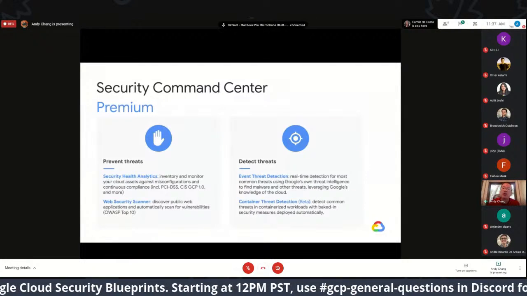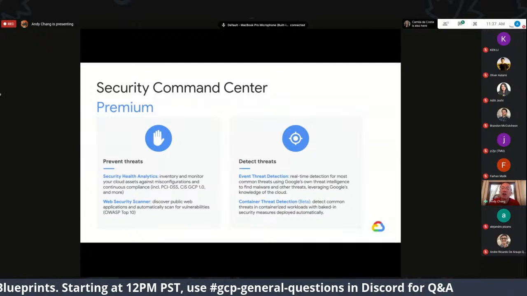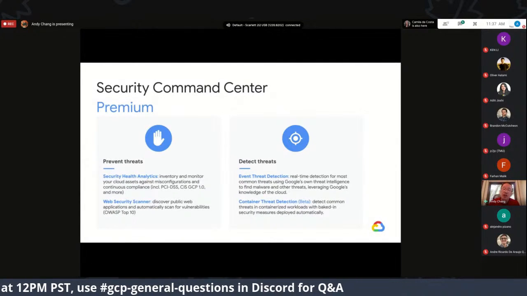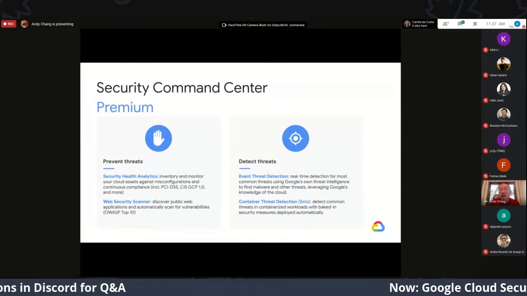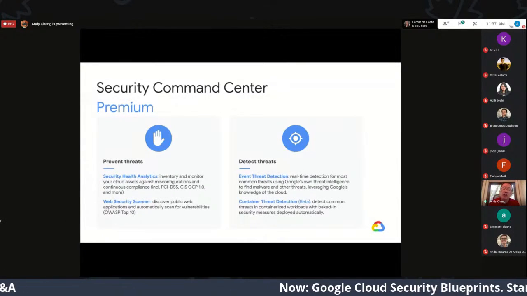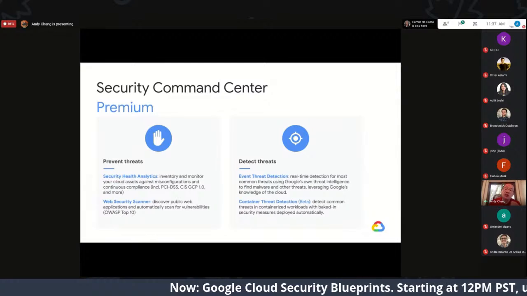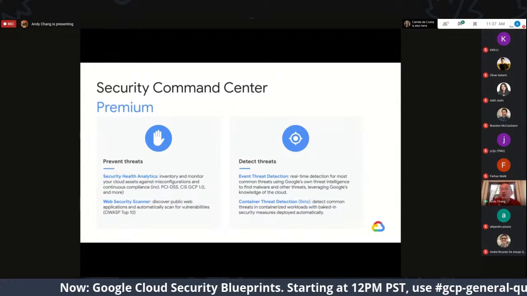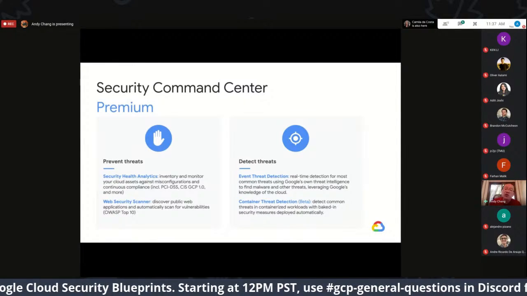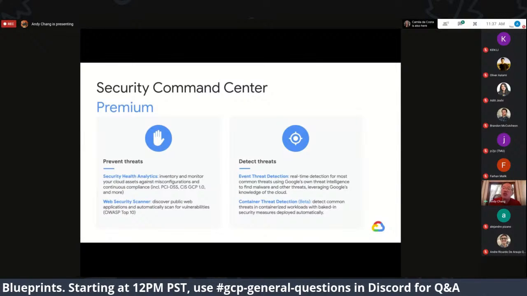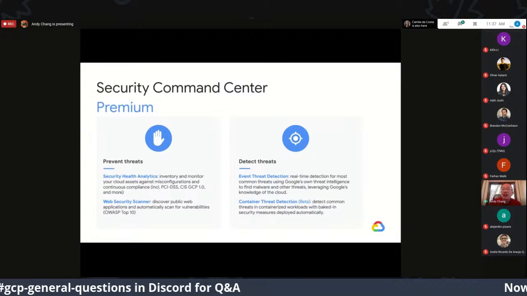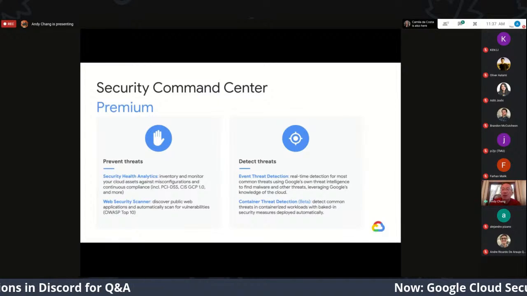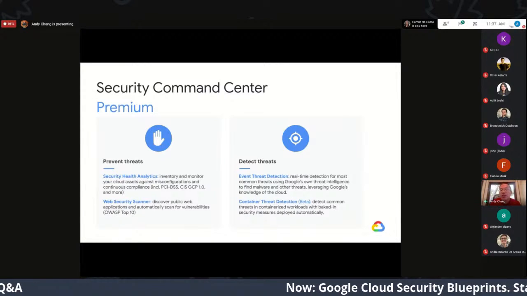both inventory and monitoring of the resources that you've deployed on cloud, allowing you to find misconfigurations, which analysts have said account for nearly 70% of all breaches are due to some sort of misconfiguration, misunderstanding of how you actually configured your cloud. We also, as a part of the security health analytics, provide continuous compliance checks, and some of those listed here: PCI, CIS, and then SOC, as well as NIST.